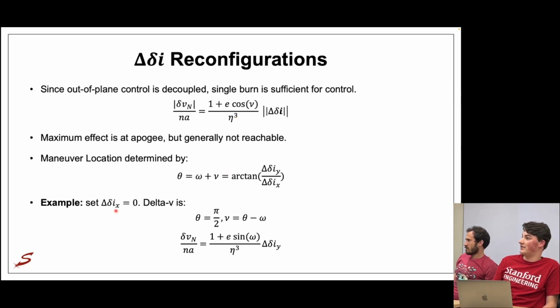There's a common case where delta IX is equal to 0. And if you plug that into this equation right here, you're going to arrive at this sizing equation where your maneuver magnitude, which is just the out of plane delta V, corresponds to this change in delta IY. And you can see that you can minimize that delta V by getting this expression to be 1 minus E, which would happen at minus 270 degrees. So potentially, if you're planning on doing a lot of out-of-plane maneuvers, you might want to design your chief orbit around that in order to reduce the cost of your mission.